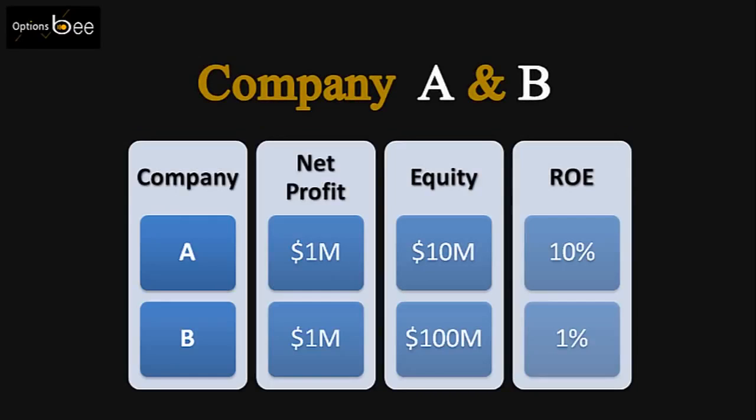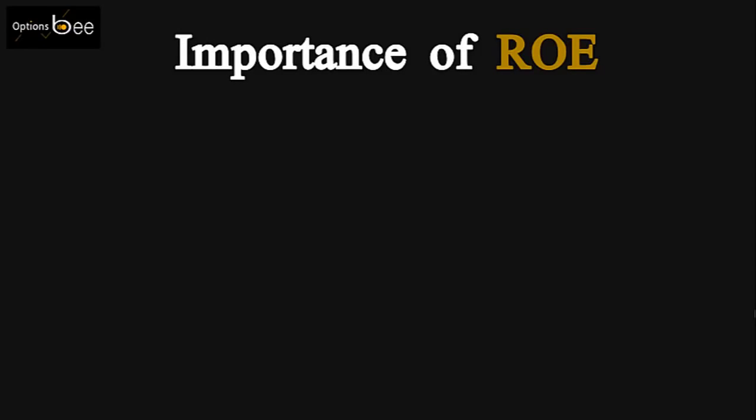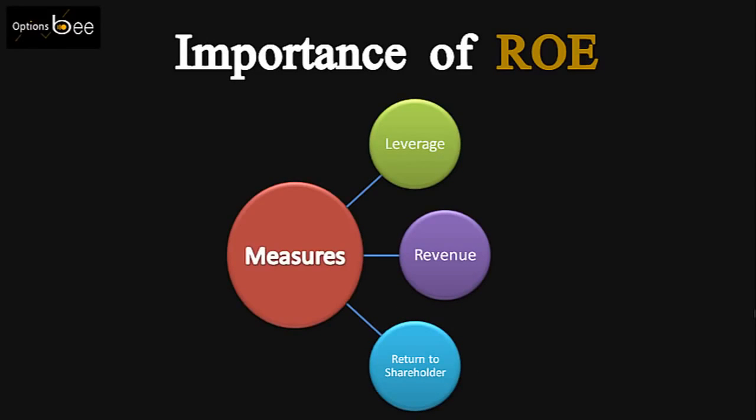Here is a quick comparison of the return on equity for two companies. As we can see, Company A has much less equity for the same amount of net profit, so it gives a much bigger return on equity to its investors. This is an important indicator for several reasons, as it gives us a clue regarding how leveraged a company is, the revenue it generates, and the return a shareholder gets.